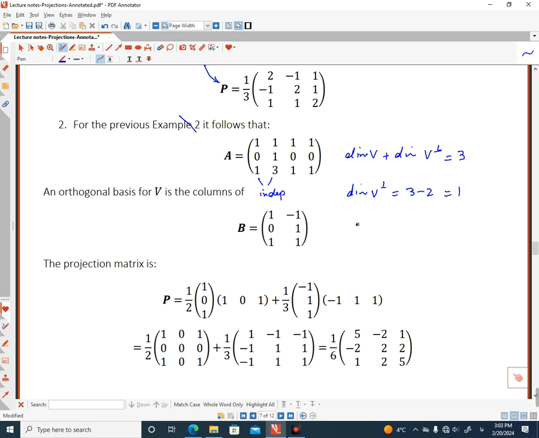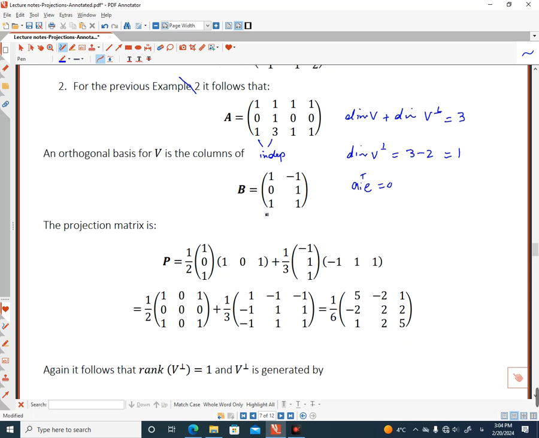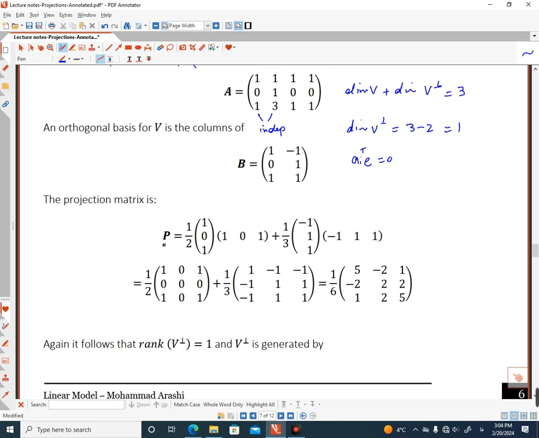So once again, I can get the dimension of the orthogonal space as 3 minus 2, which is equal to 1. So we have one basis vector, I call it E, and we must have A_i prime E equal to 0 for i equal to 1 and 2. In this way, we can construct the orthogonal matrix. So we follow with this B. An orthogonal basis for V is the columns of a matrix B, and simply with these columns I can construct a projection matrix.